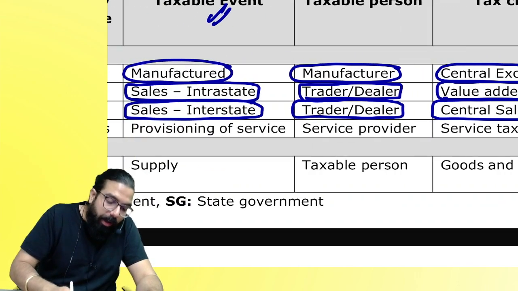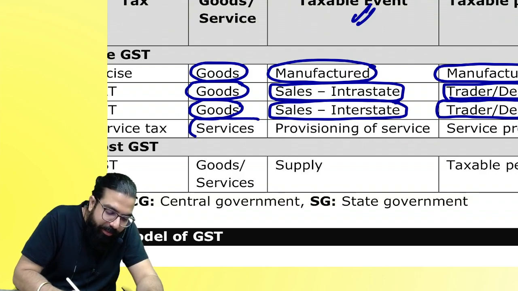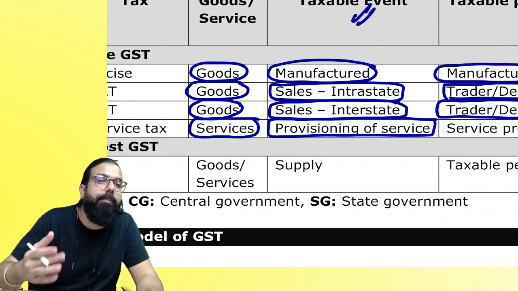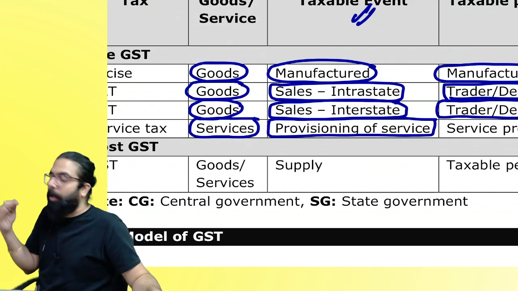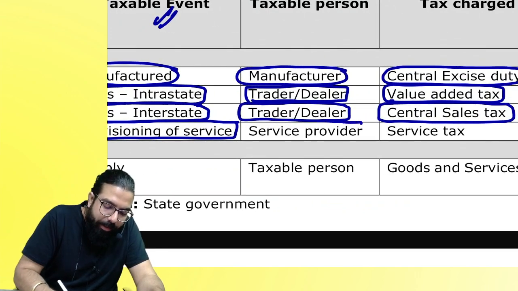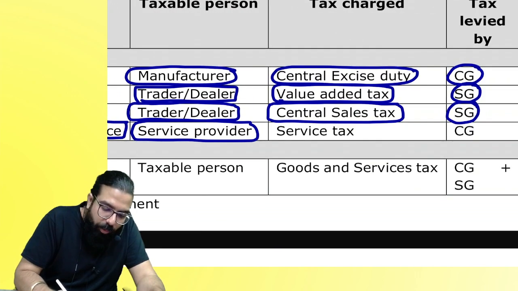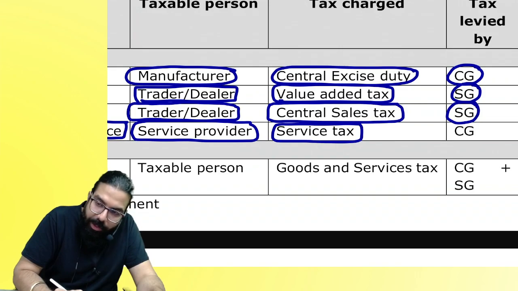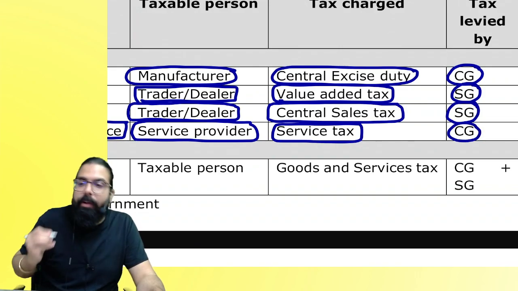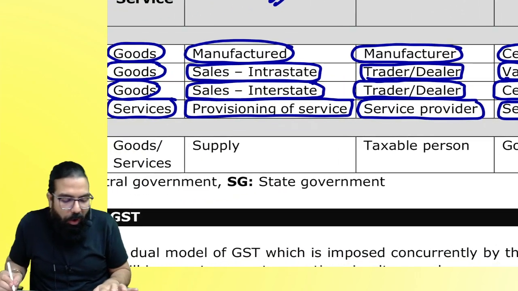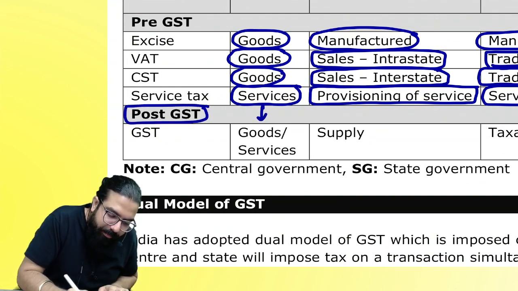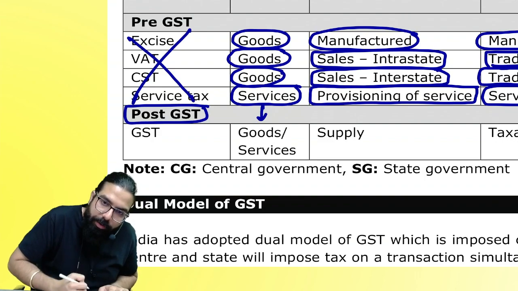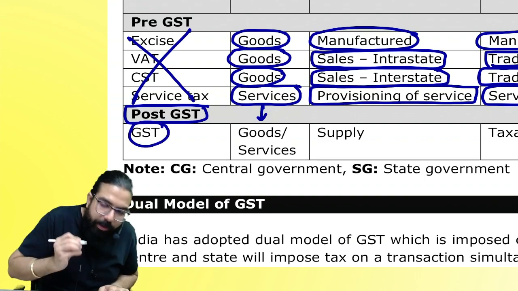And it used to go to the state government. Earlier, whenever services were being provided, the good word we use is provisioning of service. We don't say providing of service. You used to call it provisioning of service, by a service provider. What did I used to charge, everyone? Service tax, and I used to pay it to whom? The central government. Now, for all these goods and services, after the coming of GST, all these taxes are gone. What is there now? GST.